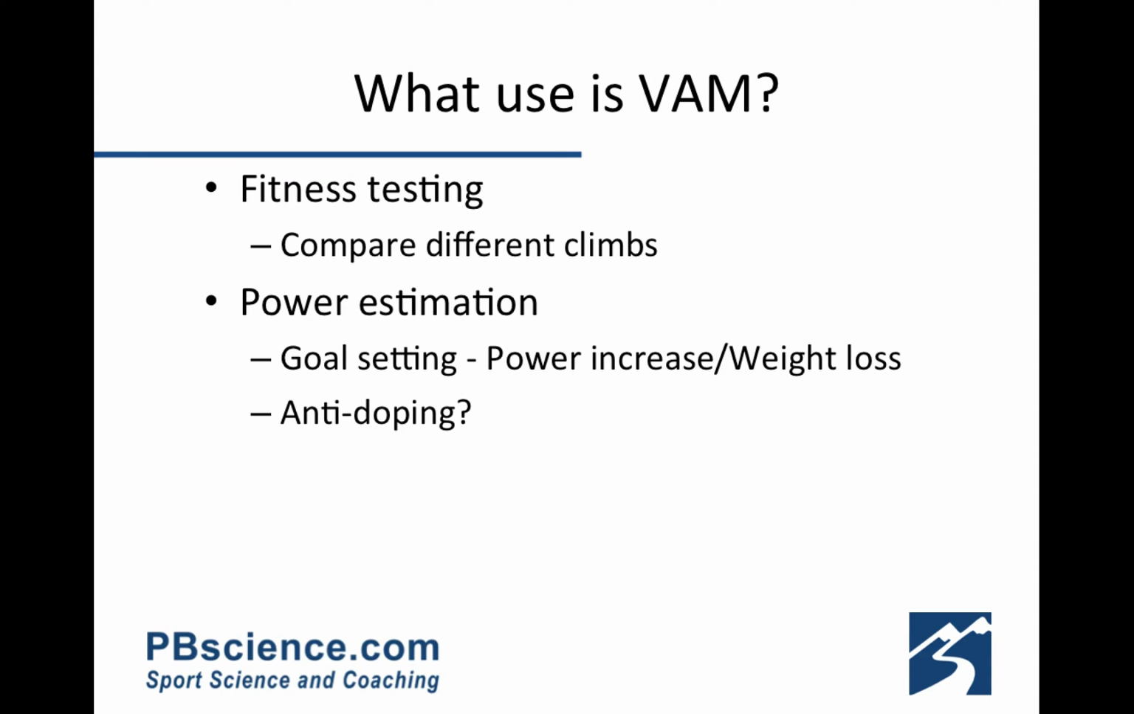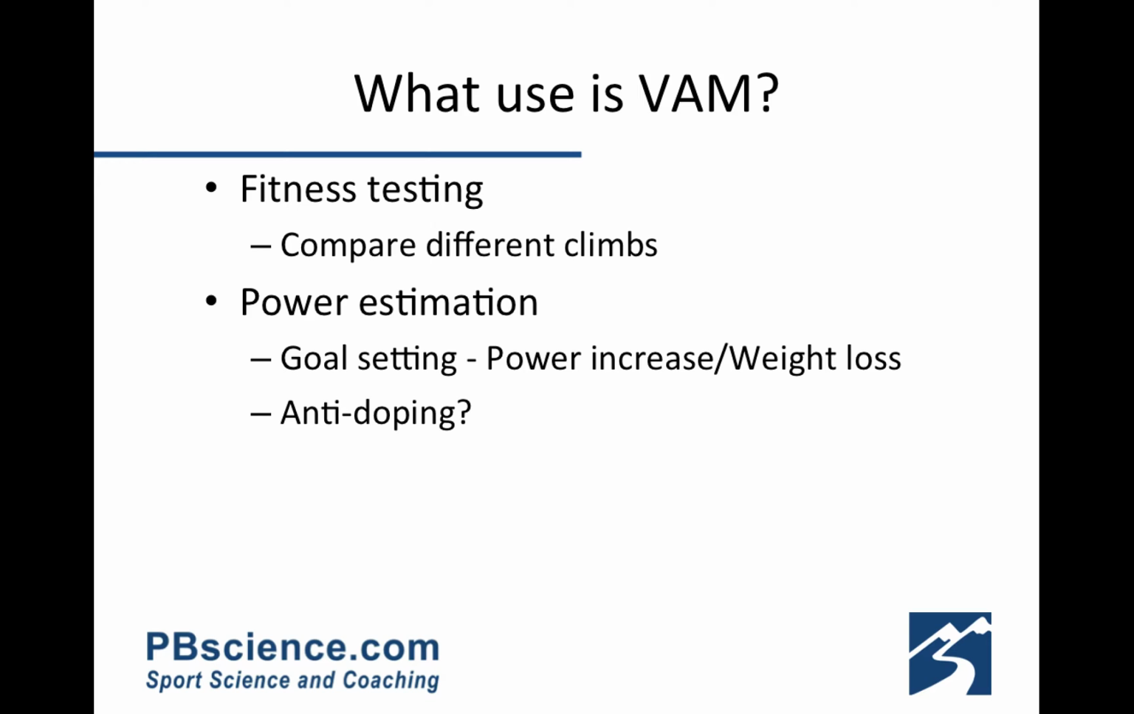We can then go further and use that for goal setting. So if I climb Alpe d'Huez in an hour and 10 minutes, I can use the concept of VAM to work out if I want to then go under an hour, what combination of a power increase or weight loss am I going to need? So what relative power am I going to need to achieve that goal of going 10 minutes quicker? So we can use it for goal setting.